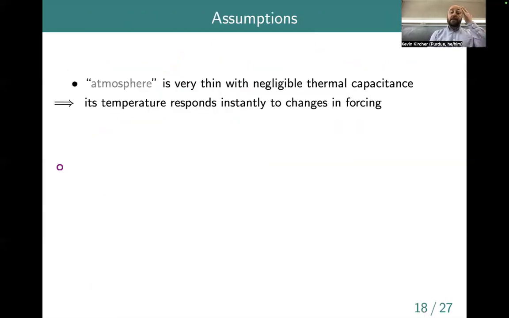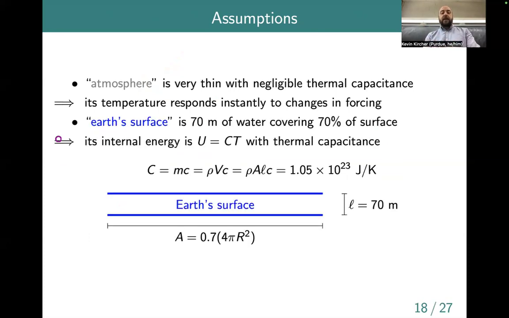So the underlying assumption here, again, is that the atmosphere is very thin and has essentially negligible mass, or negligible heat storage capacity. Under that assumption, the temperature of the atmosphere responds instantly to changes in forcing. And then we'll assume that the Earth's surface is a chunk of water that covers 70% of the Earth's surface. This is about the fraction that the oceans cover. The remaining 30% is land and ice.